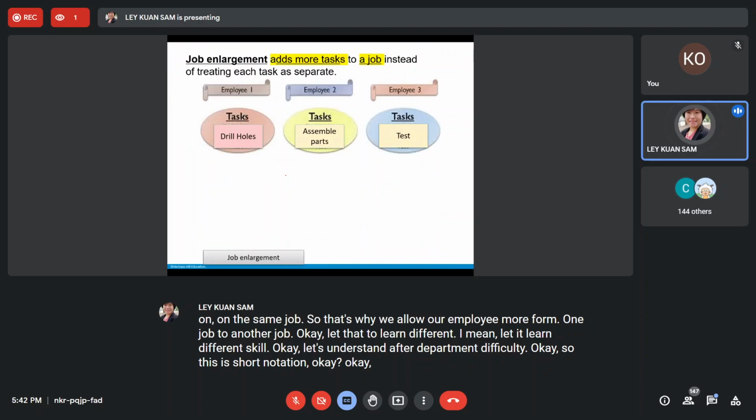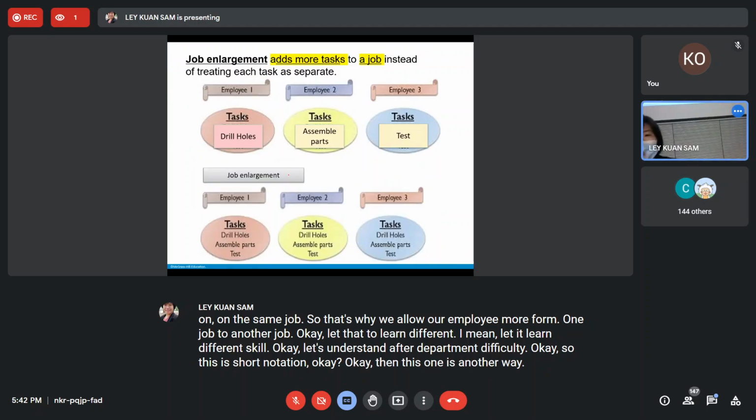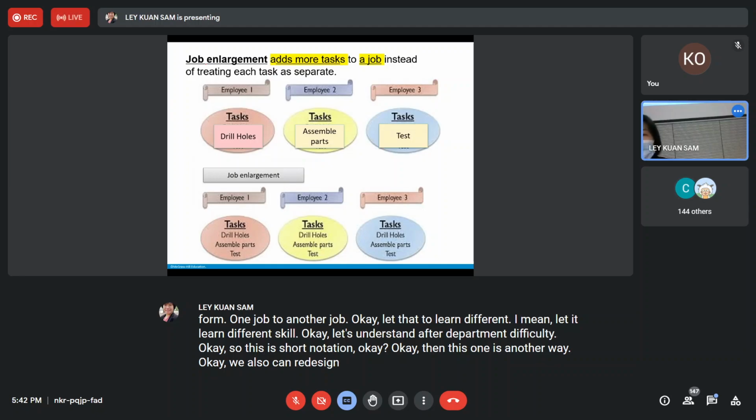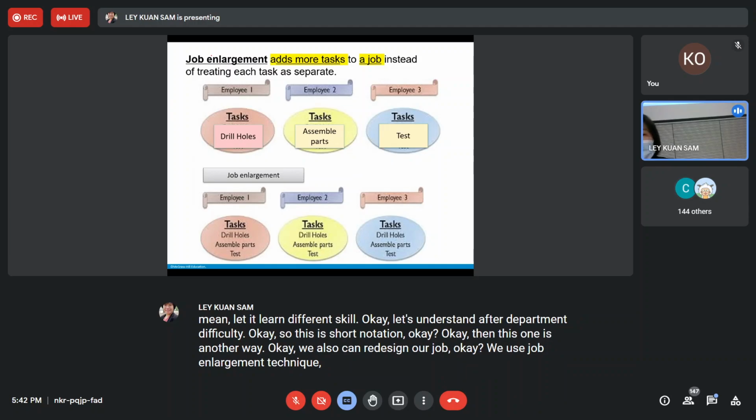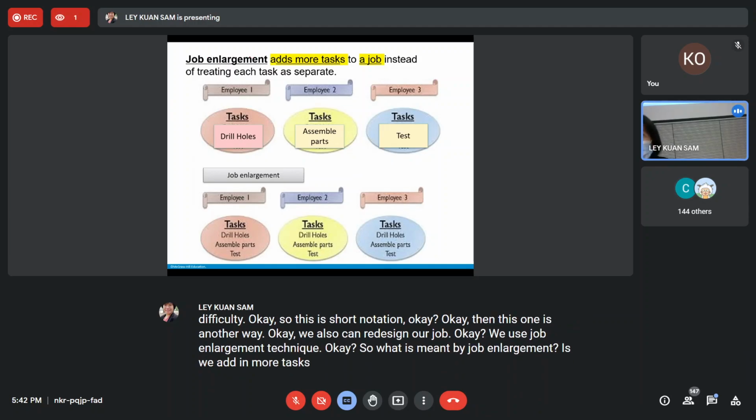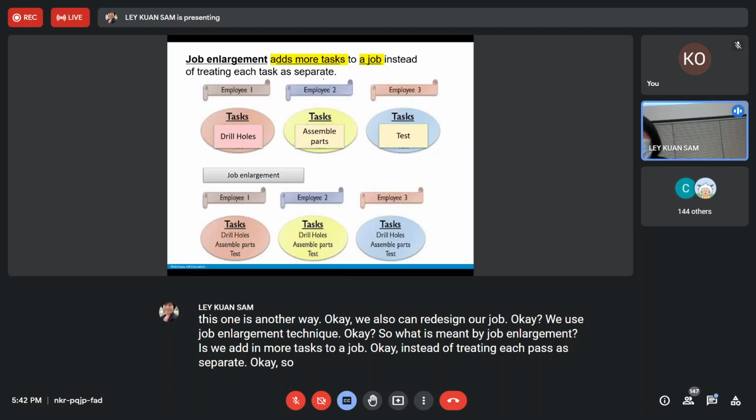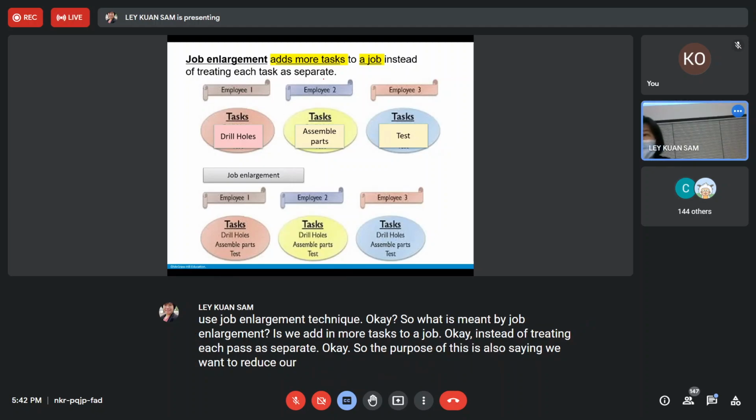Then this one is another way. We also can redesign our job. We use the job enlargement technique. What is meant by job enlargement is we add more tasks to a job, instead of treating each task as separate. The purpose of this is also the same: we want to reduce our employee's boredom.